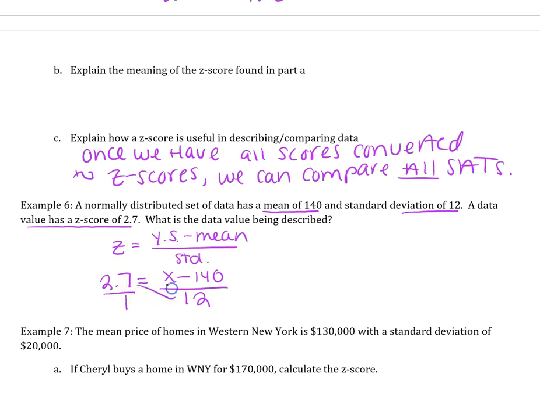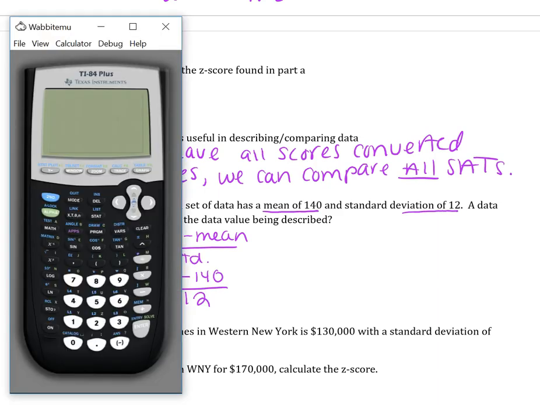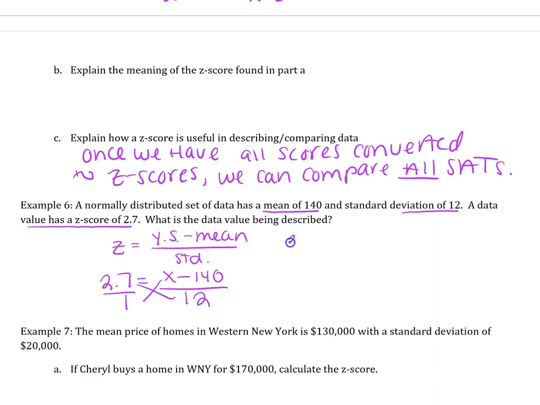Okay, from there I just cross multiply and solve, so 12 times 2.7. So I get 32.4, which is equal to x minus 140. Add over the 140, and I get 172.4. Okay, so that score of 172.4 would be 2.7 standard deviations above the mean of 140.